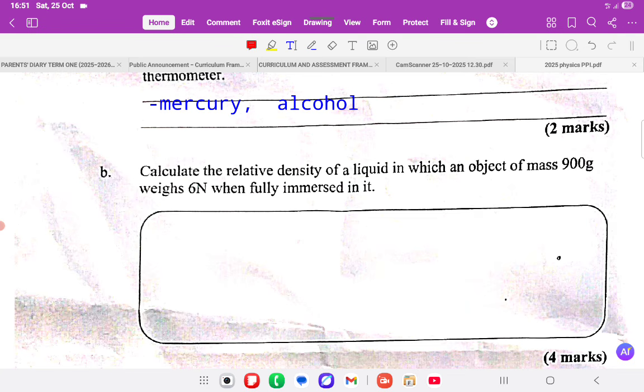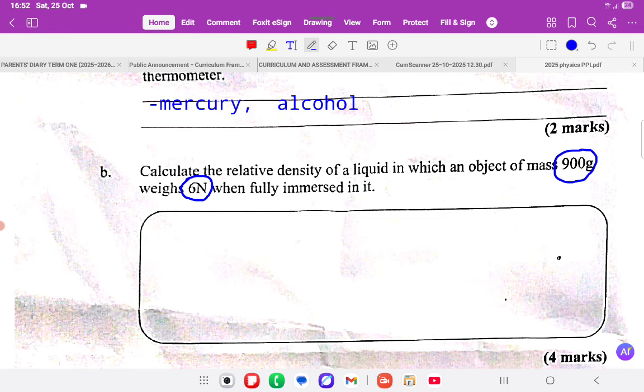All right, so in this case, we are told that the mass is 900 grams. All right, the mass is 900 grams. And when placed in the liquid, its weight is 6 newtons.